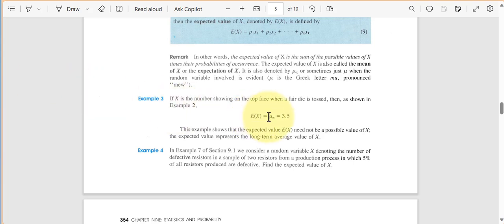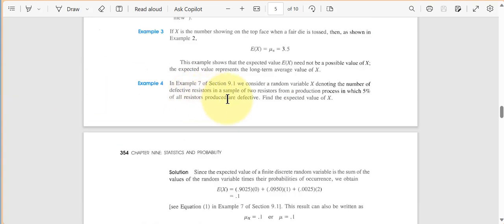Now this is just another notation for the expected value of a random variable. So mu means the mean, and here we're talking about mu of the random variable x. So you can write it this way or you can write it this way. In any case, this is exactly what we showed on the board, that it's 3.5. I think we got 21 over, no, that's not what we got. But anyway, we got 3.5.